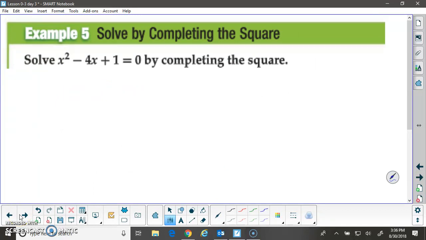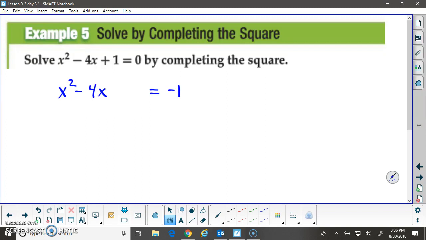Next, on example 5, we're going to talk about a different process of solving a quadratic equation called completing the square. So in completing the square, you still have a quadratic equation, as you can see here, 1x squared minus 4x plus 1 equals 0. And to solve it by completing the square, what you're going to do is you're going to take the x squared term and the x term. You're going to group them together on the left side of the equation. You're going to take the constant, which is positive 1, move it to the other side, and leave a little space there.